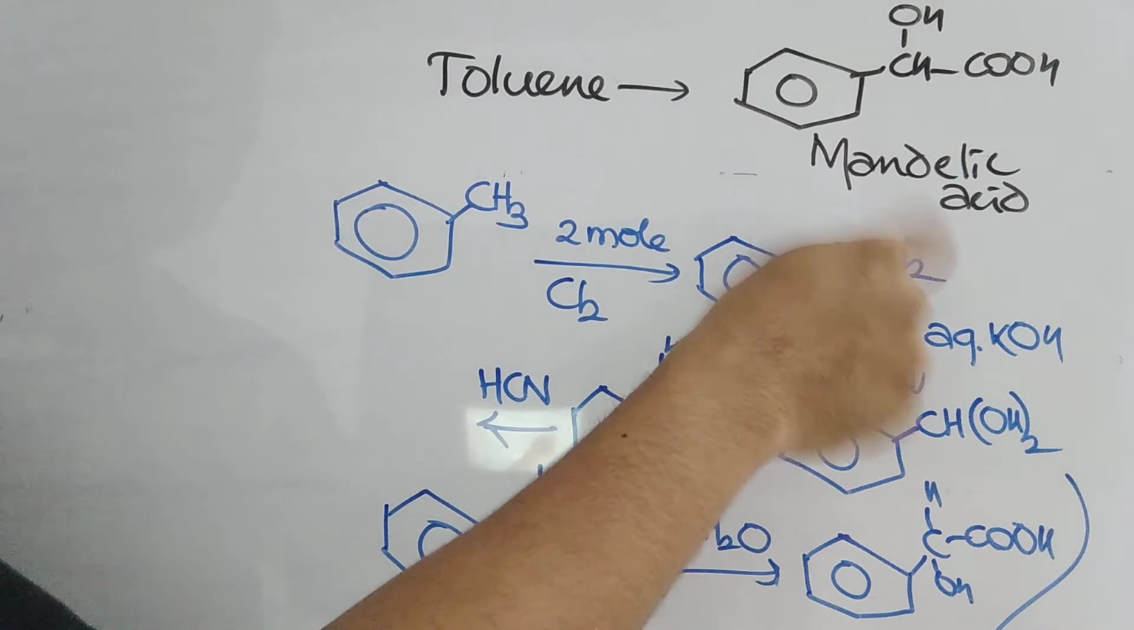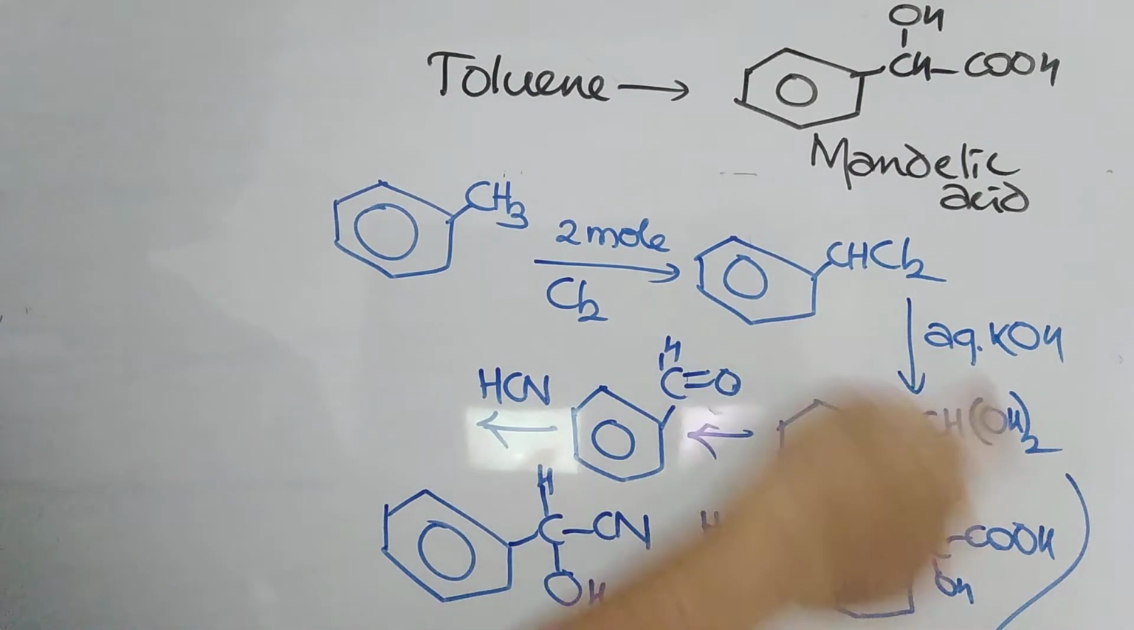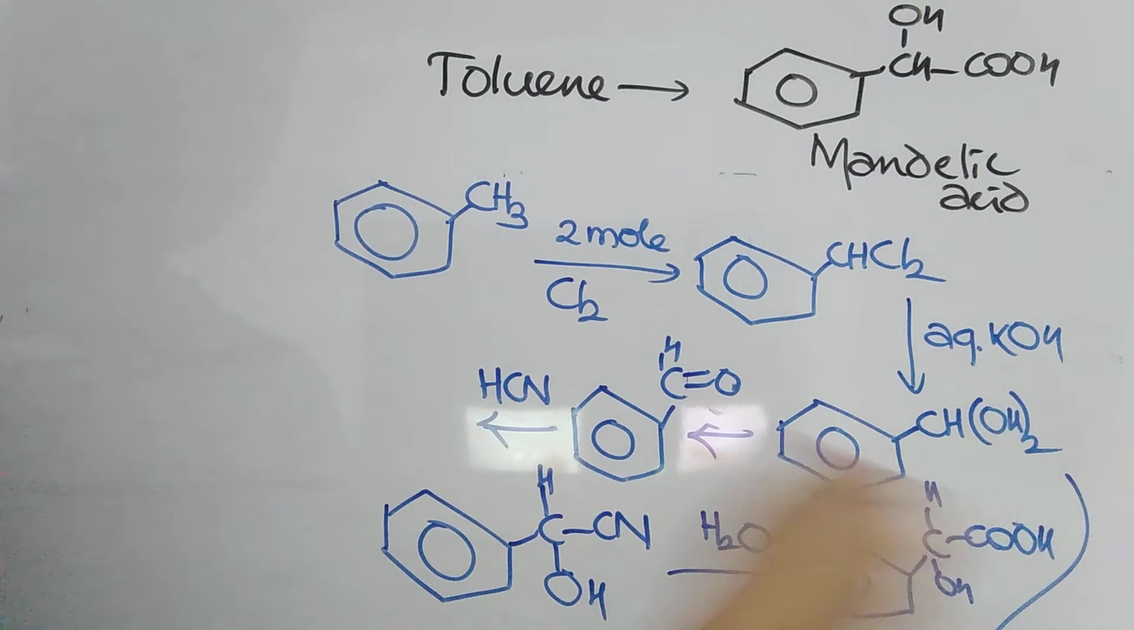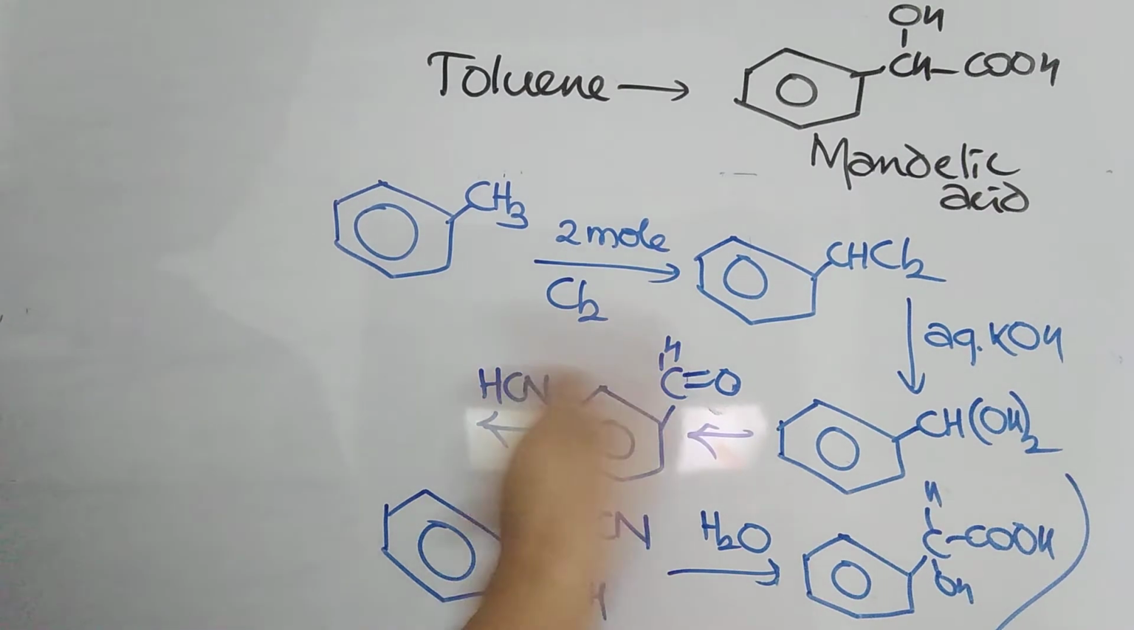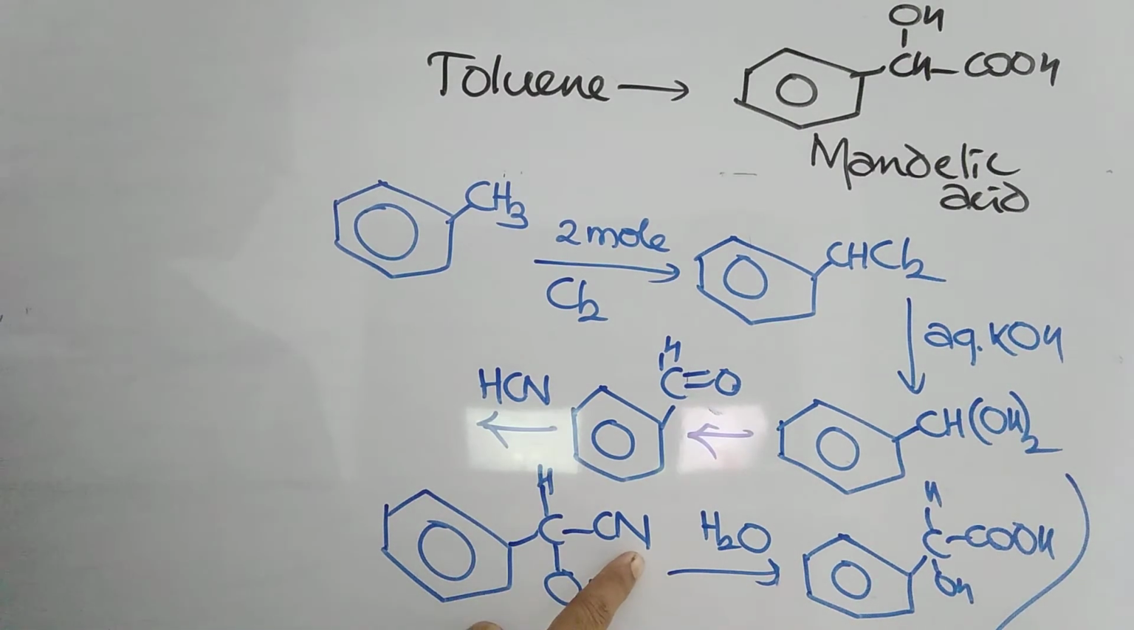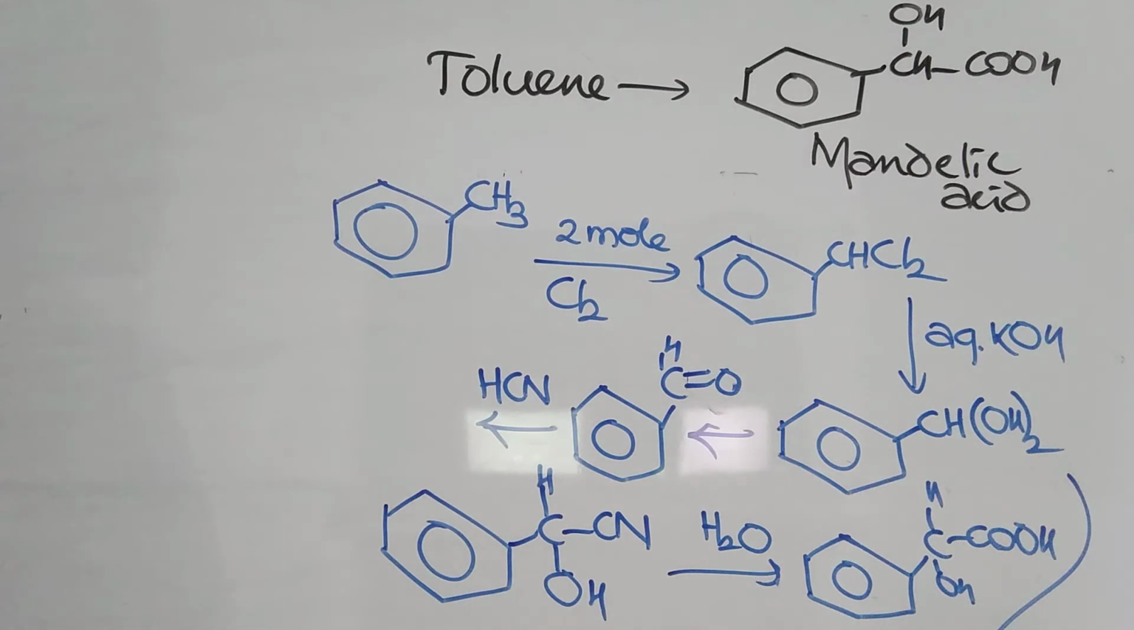Okay, now this, when 2 chlorines are here, use aqueous KOH, 2 OH groups, unstable, converted into aldehyde. Then nucleophilic addition reaction of HCN, cyanide is coming, and COOH. Whenever aldehydes and ketones are there and you want to increase 1 carbon, one of the best techniques is addition of HCN, that is nucleophilic addition reaction. You will be getting there the product.